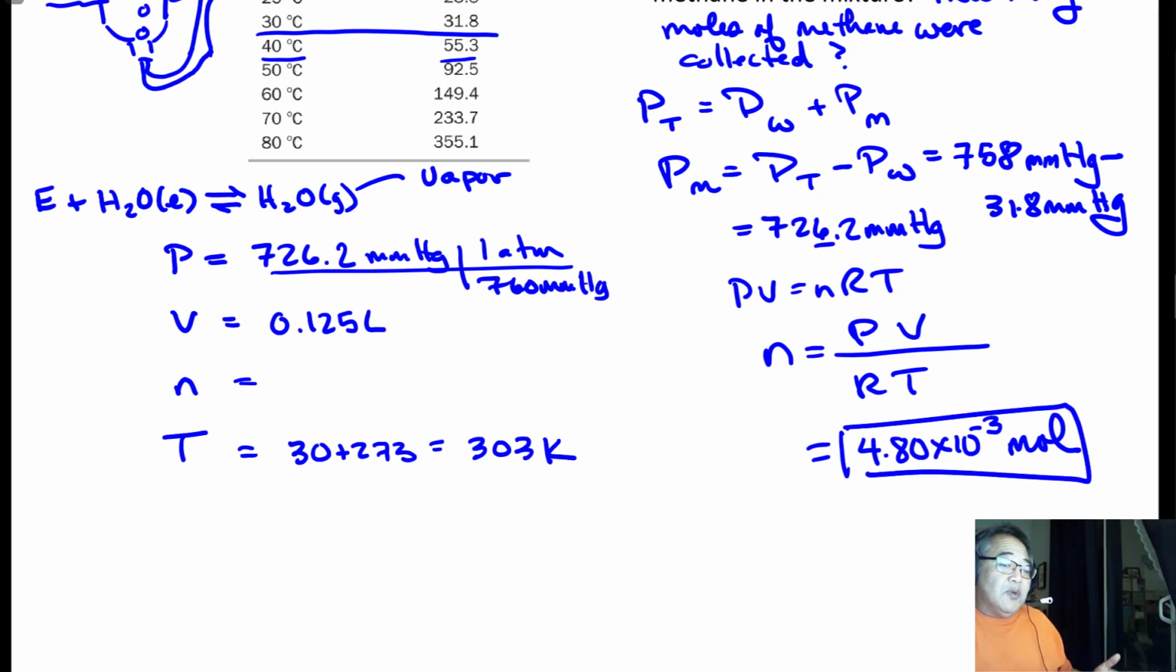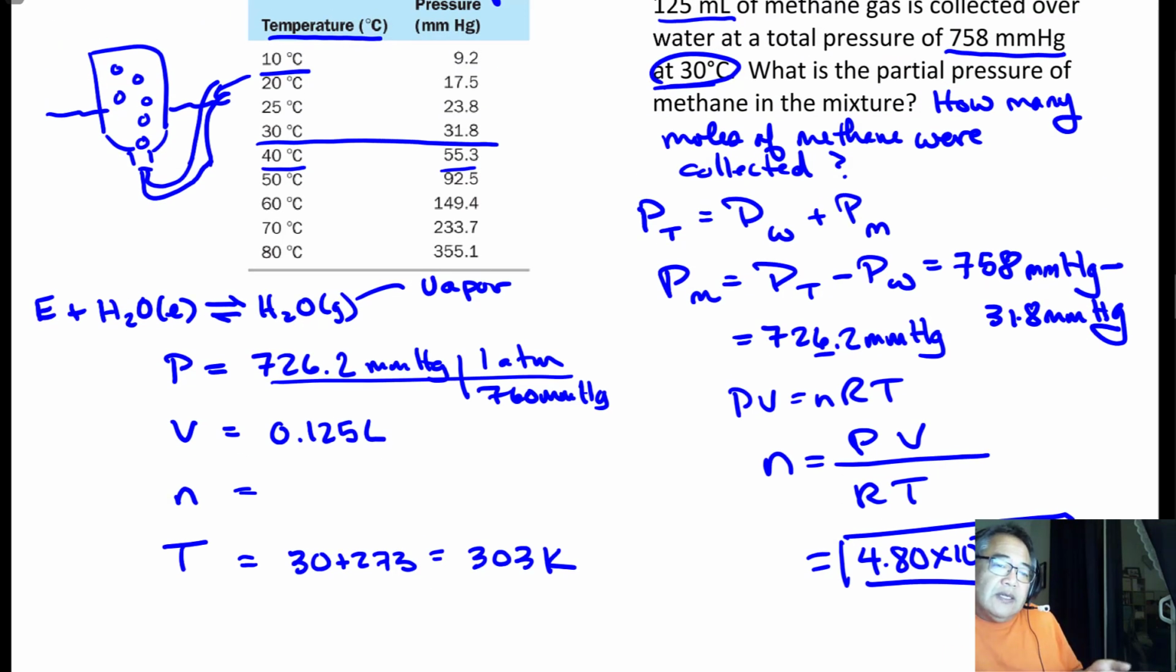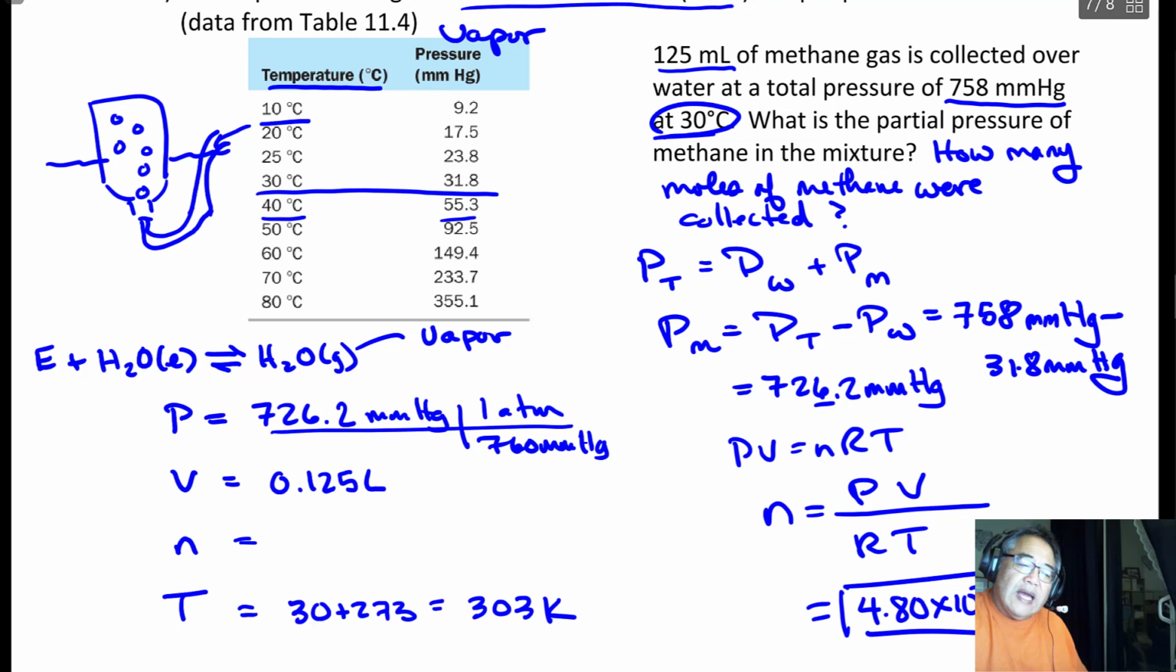It's a little tiny number because it's not a really large volume. I don't know if you remember the calculation we did before, but at standard temperature and pressure, a mole of gas occupies 22 liters, and this is only a fraction of that. It's 0.125 liters, right? So you expect this number to be relatively small because it's a small volume.